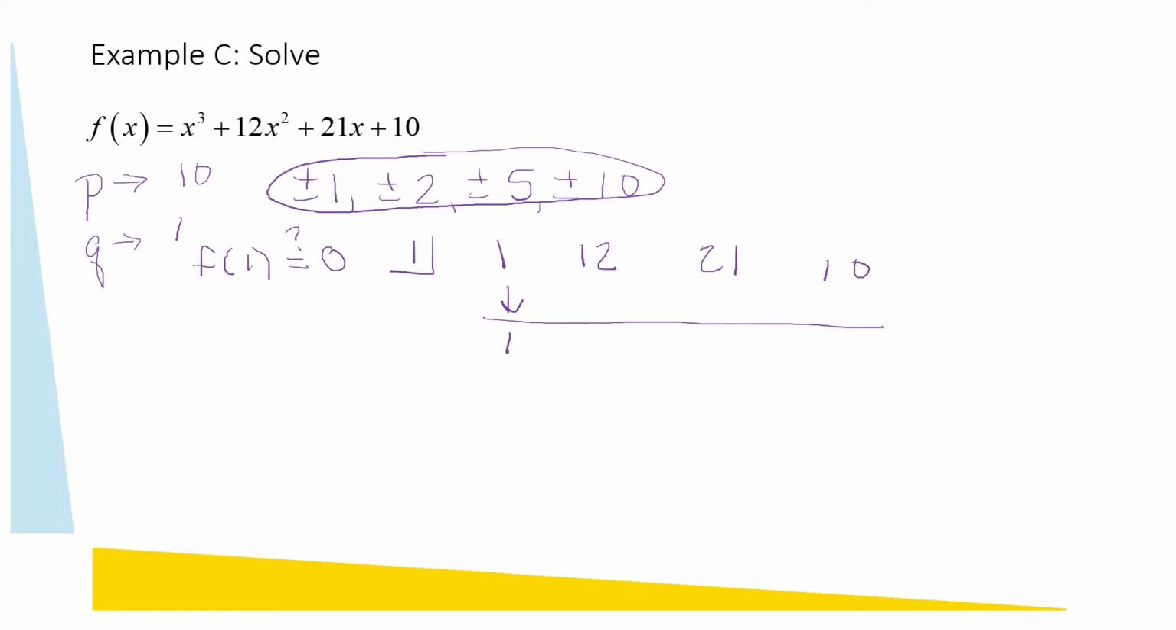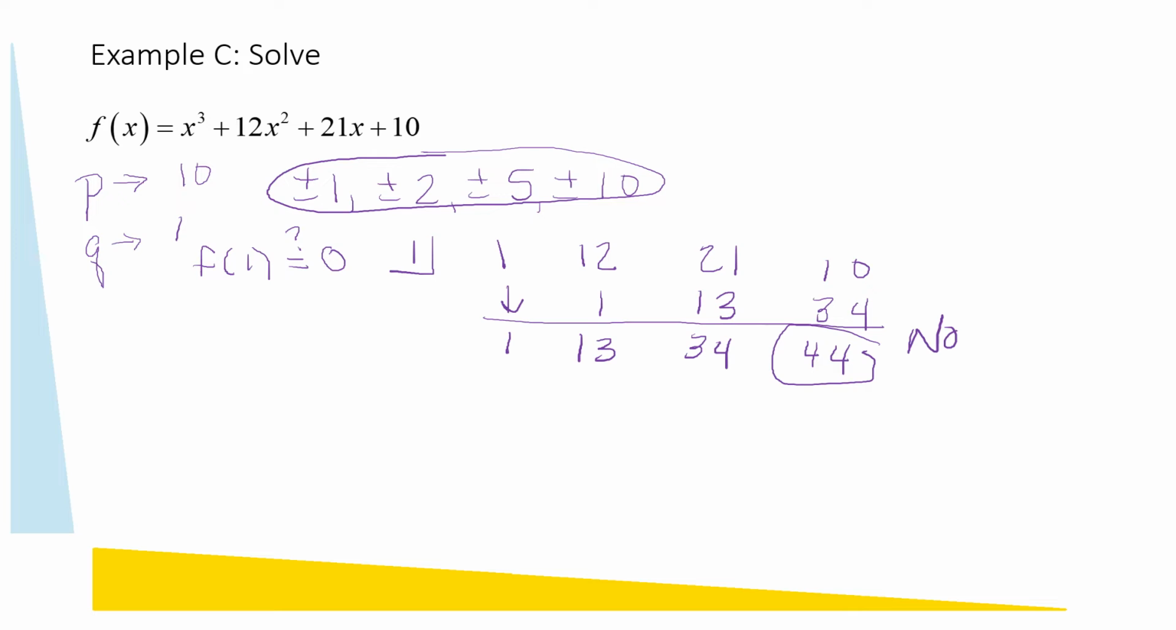Drop the 1. 1 times 1 is 1. 12 plus 1 is 13. 13 times 1 is 13. 21 plus 13 is 34. 34 times 1 is 34. 34 plus 10 is 44. And this is not a 0, so no, that's not a factor.